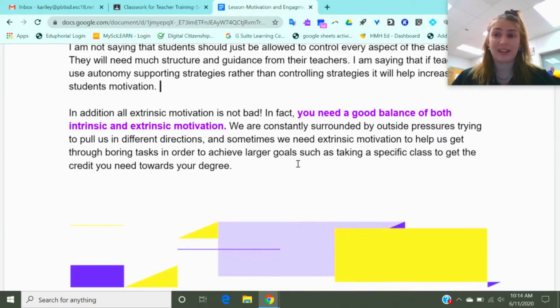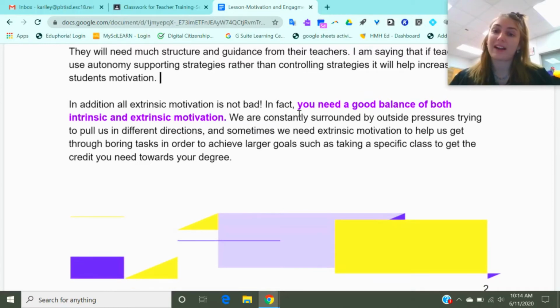And another great point that I need to add here is that not all extrinsic motivation is bad. The way I've explained it earlier is that intrinsic is the opposite of extrinsic. One's internal and one is external. However, there are degrees of extrinsic motivation, and some include autonomy. What I was talking about earlier is just pure controlling extrinsic motivation, with no autonomy supporting at all.